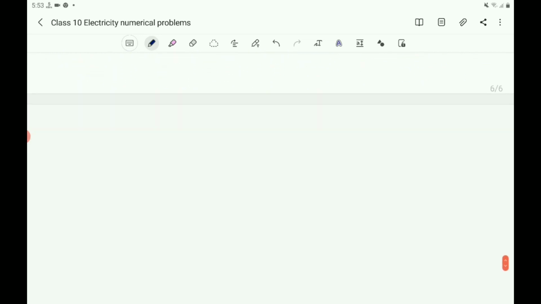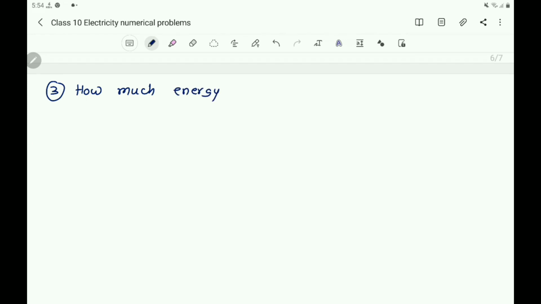Then the next question, third question, you write. How much energy is given to each coulomb of charge passing through a 6-volt battery?